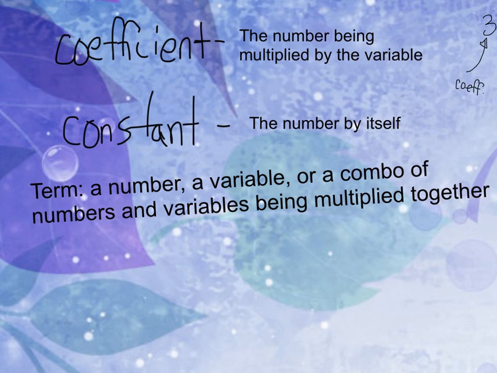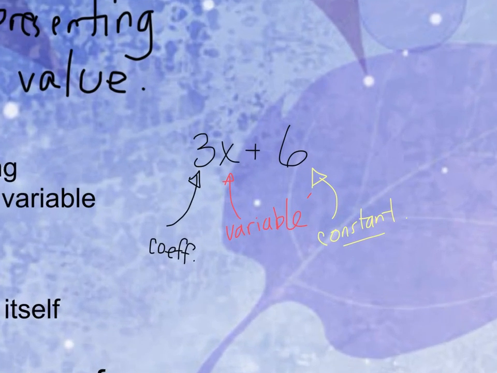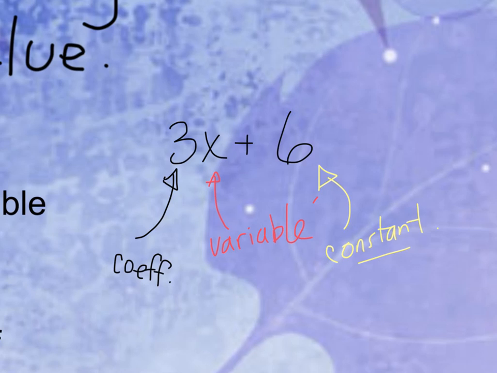So if we were to look back at this example we had over here, 3x plus 6, notice that there is the plus symbol here. So the first term is 3x, and that's a combination of a number and a variable. And then our second term would be the plus 6, or positive 6. So in this expression, there are two terms.